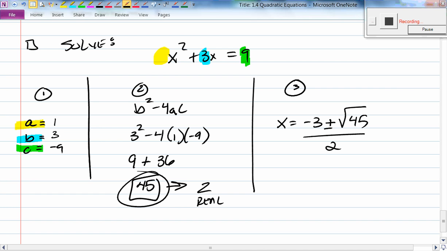So step 1, just figure out A, B, and C. Step 2, give me the discriminant. Step 3, plug it in. That's the cool part: when you do the work up front for the discriminant, you get to plug it in over here. Sound good? Then we just simplify, and we get x equals negative 3 plus or minus 3 rad 5, all over 2, and those are my 2 solutions.